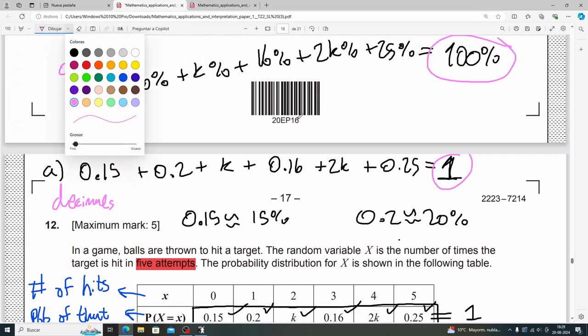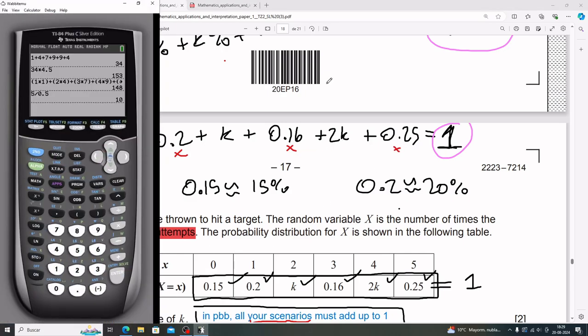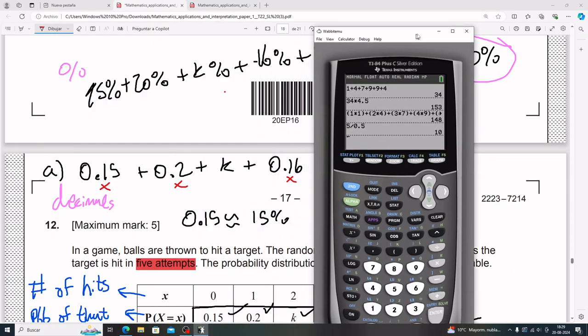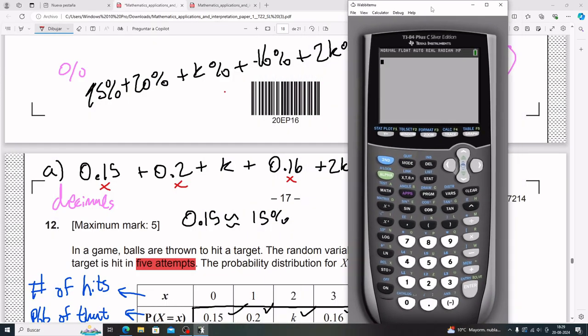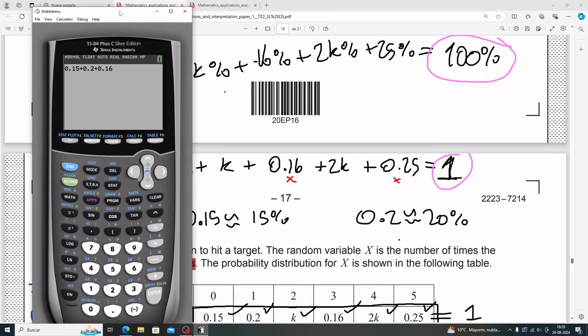For part A, well, you can pretty much just use your calculator here. And so on my calculator, I will be adding up all of these guys. See? So all of those guys end up giving me 0.15 plus 0.2 plus 0.16, and on the other side we have 0.25.